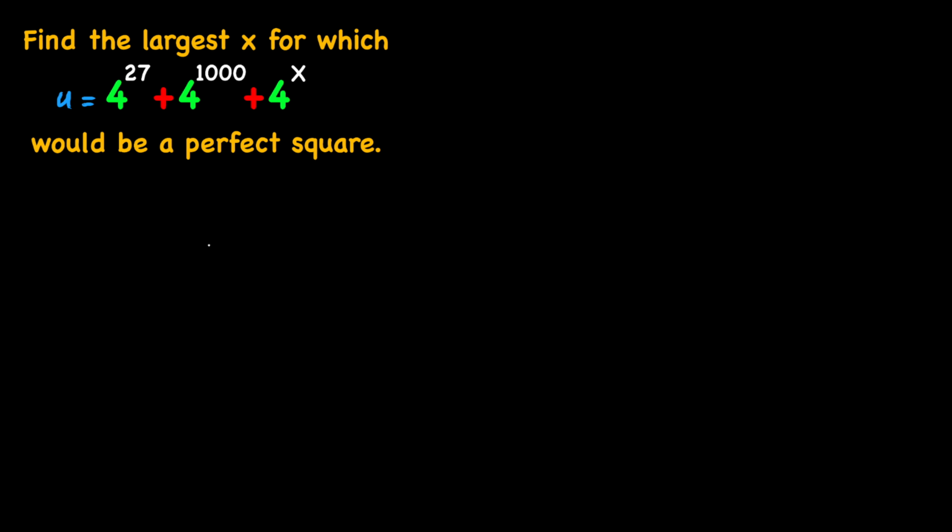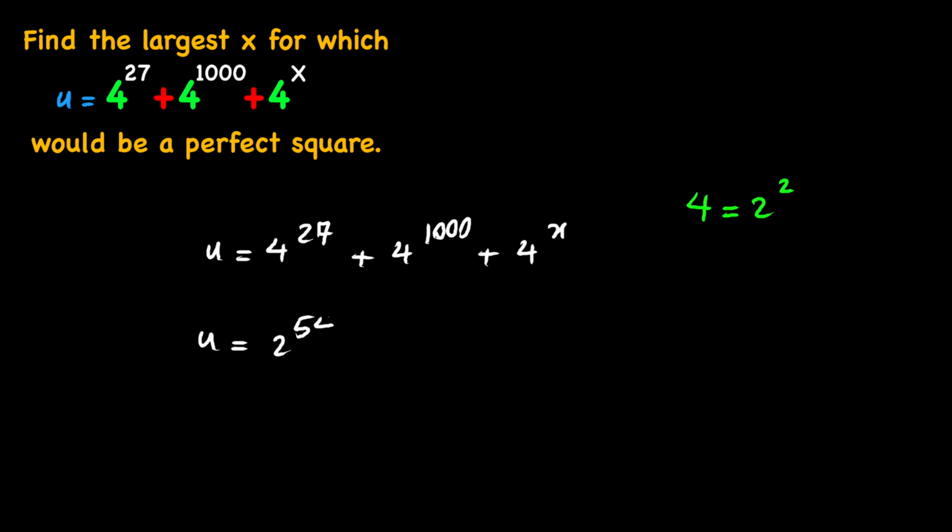Now, u is equal to 4 to the power of 27 plus 4 to the power of 1000 plus 4 to the power of x. So we want to find an x for which u is a perfect square. So first of all, let's replace 4 with 2 squared. So we will have u equals 2 to the power of 54 plus 2 to the power of 2000 plus 2 to the power of 2x.